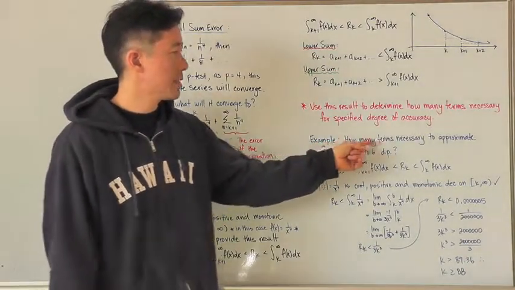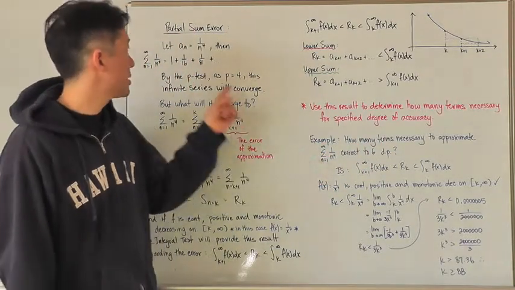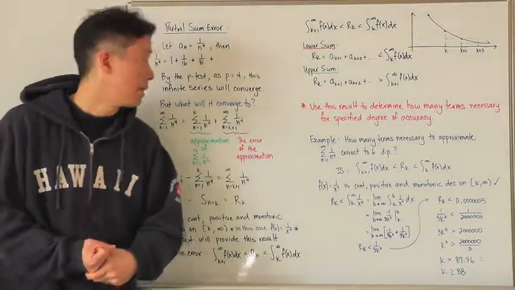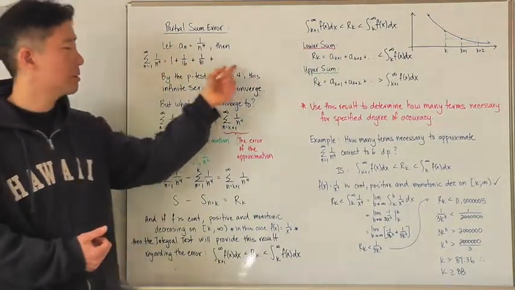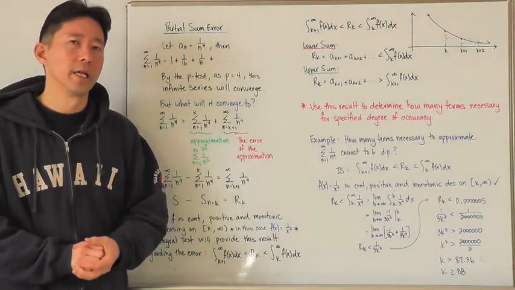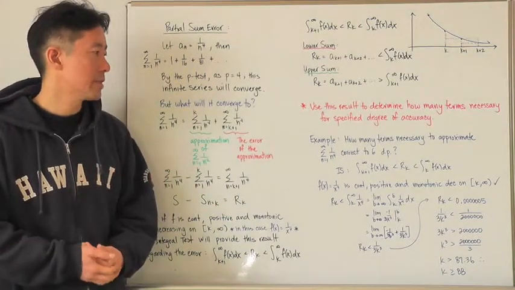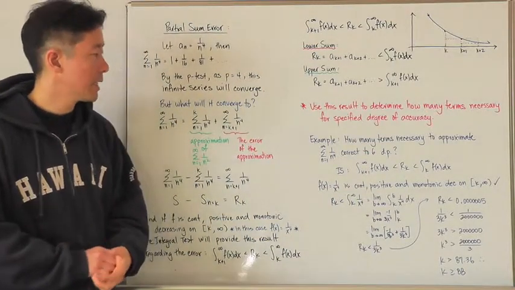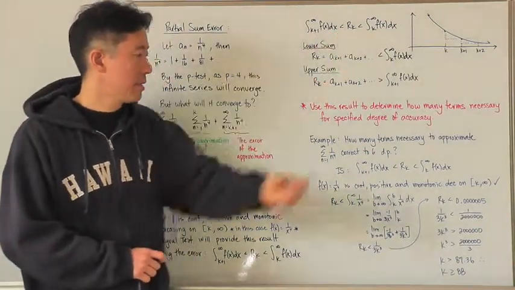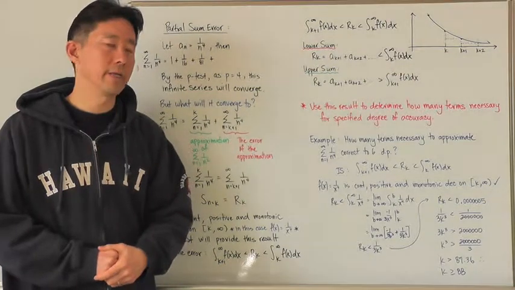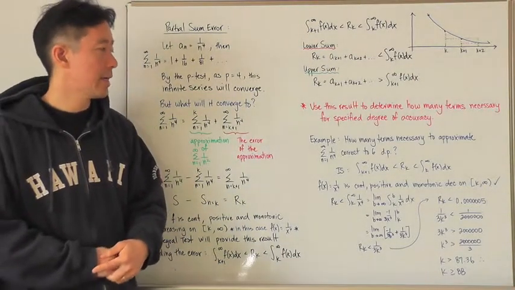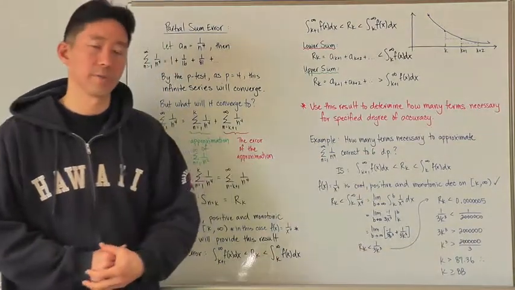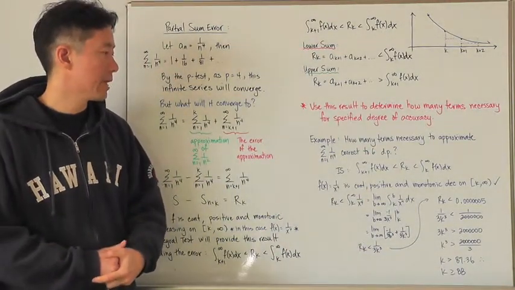It says, how many terms are necessary to approximate this infinite series that we have over here, correct to 6 decimal places? Now, if you wanted to, you could keep on adding all of those terms and keep on going until you come up with this particular degree of accuracy. But if we use this result, we can find out what that value is, and we can then determine that it is going to be correct to 6 decimal places. So let's see how that works out.